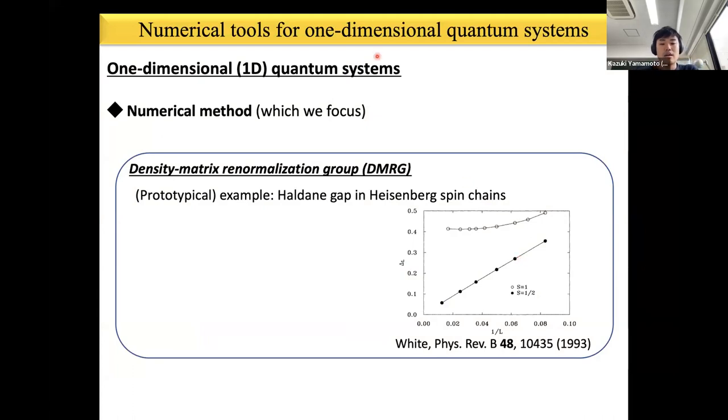To consider non-Hermitian density matrix renormalization group, we first summarize the DMRG in Hermitian quantum systems. As you already know, the prototypical example is the Haldane gap in Heisenberg spin chains. This is the figure obtained by Steven White in 1993 as a result of the DMRG calculation.